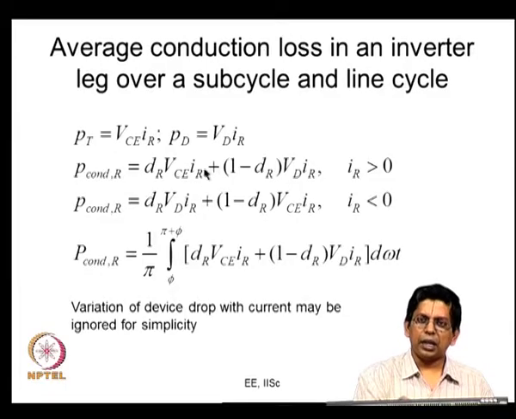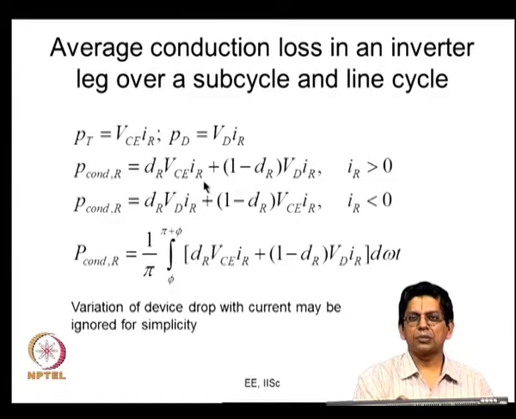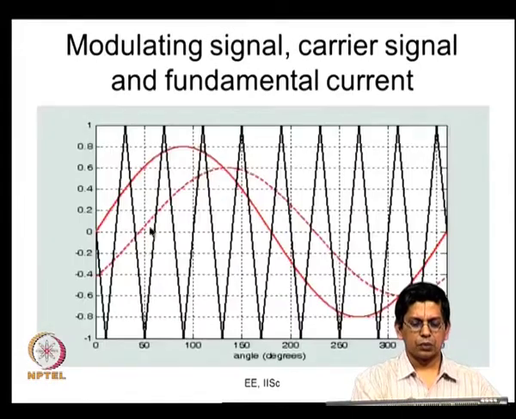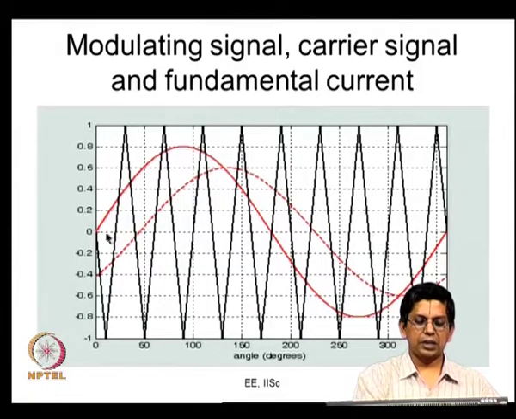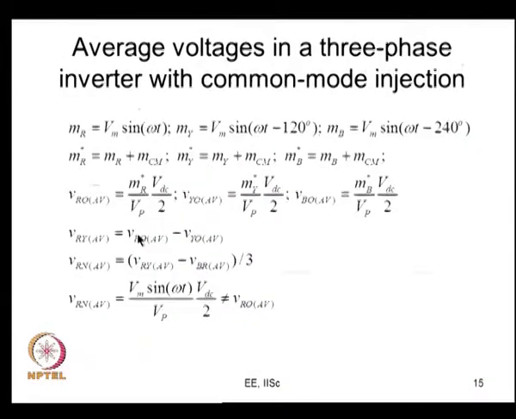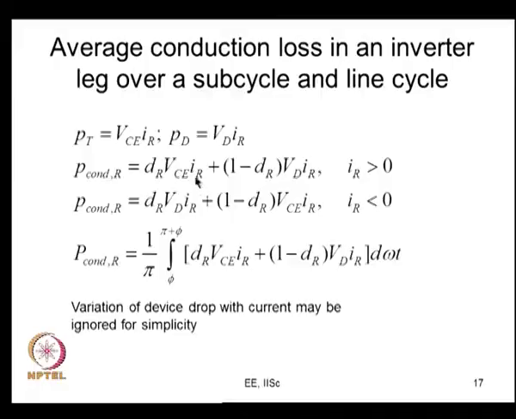So, you can take this IR to be fundamental alone. This IR can be represented by some Im sin(omega t minus phi) as I had shown before. So, this is the variation. Now, if you call the peak value Im, this is Im sin(omega t minus phi), where phi could be 45 degrees. So, you have IR varying and you also have the duty ratio varying with omega t.